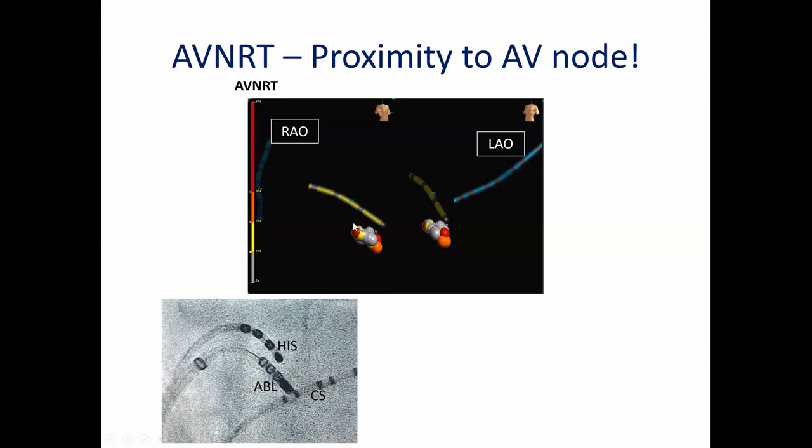This is a sort of three-dimensional mapping system, with each of these balls being 3 millimeter ablation lesions. The His catheter is in yellow in the RO-LAO view.